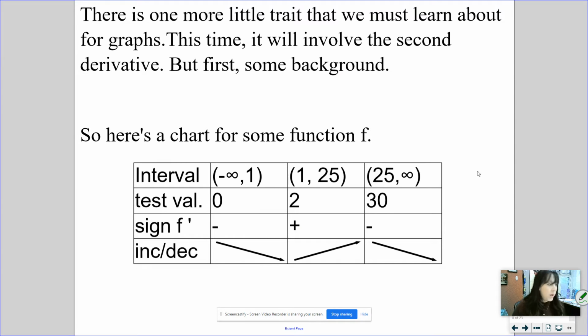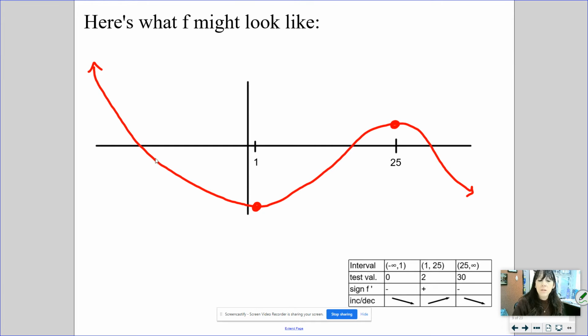So we're going to do just a quick observation or exploration thing here. So there's another little characteristic, basically something that could happen with your graph, okay? So let's say that this is a chart, and what this means is that there's a critical number at 1 and there's a critical number at 25, okay? And you have a graph that's going from decreasing to increasing to decreasing. That could look like this. Decreasing, increasing, decreasing. You see it? Okay.